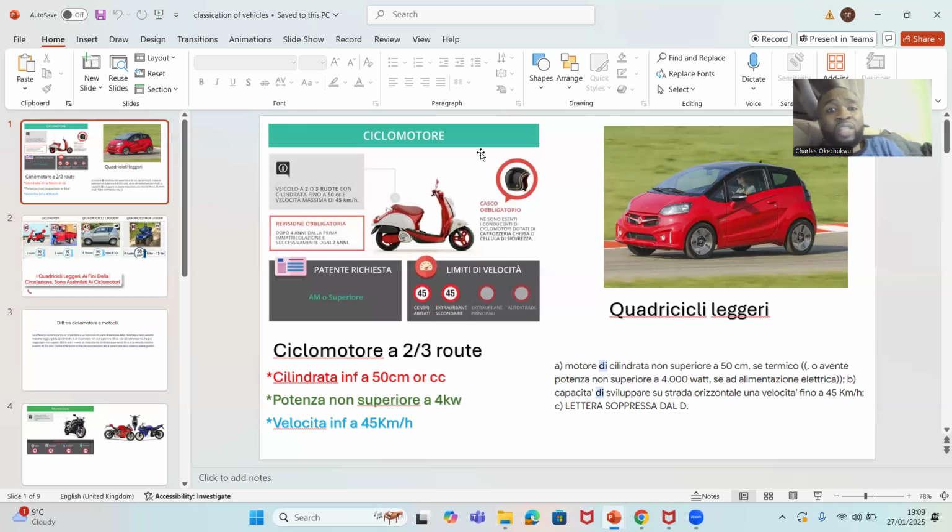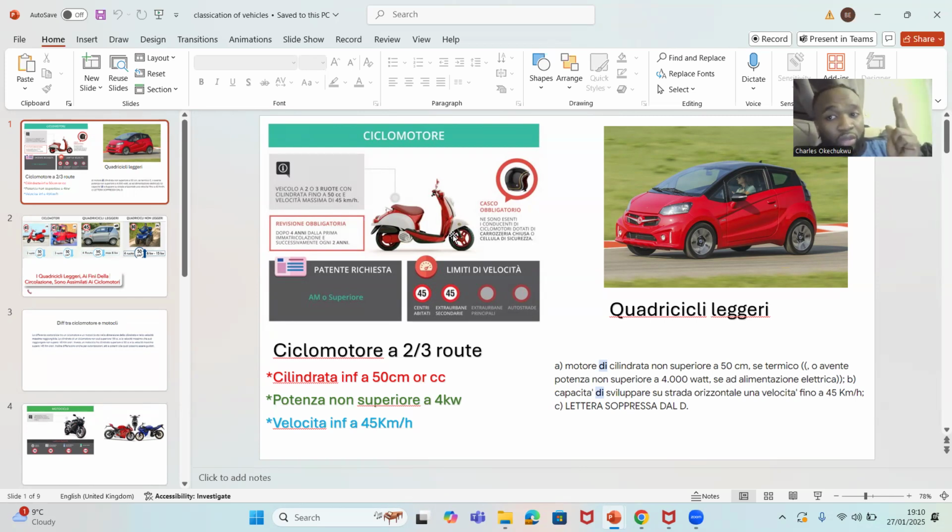Many of you must have seen this type of machine on the road. This is the last time we'll be using the word machine. From now onwards, we'll be using the technical names. Is it clear? You must have seen this particular vehicle on the road before. The name they call it is ciclomotore. Why? By definition, it has 2 wheels or 3 wheels. So whenever you're doing a quiz and you hear the word ciclomotore, it's anything that has 2 wheels or 3 wheels.